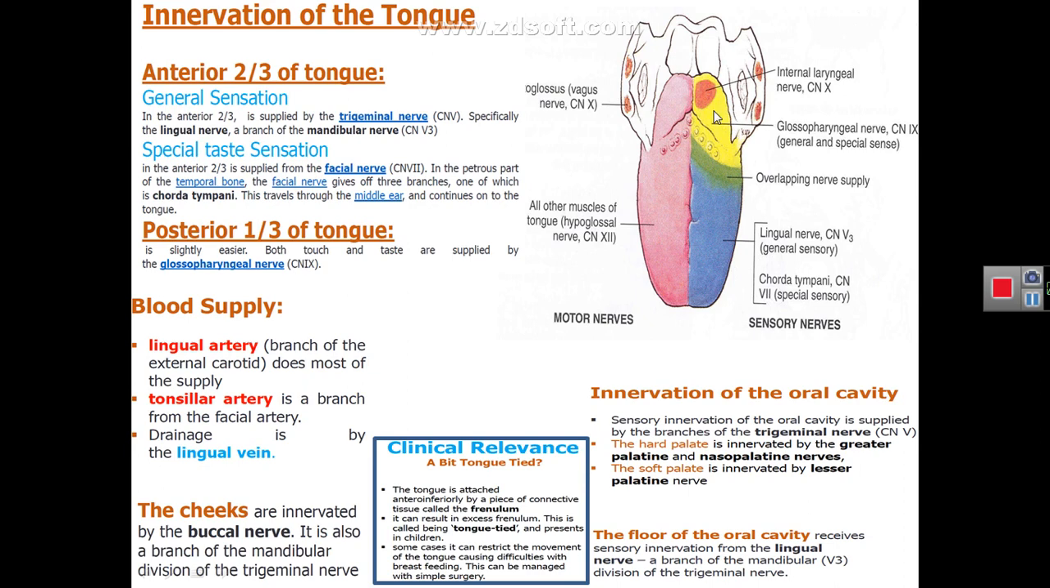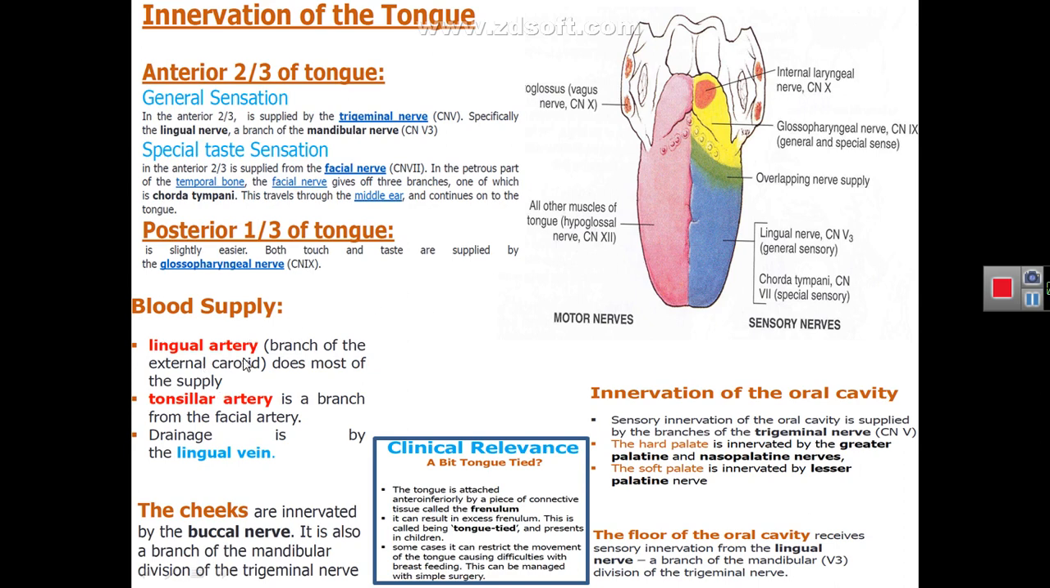The posterior one-third of the tongue receives general sensation and taste sensation from the glossopharyngeal nerve, which is the ninth cranial nerve. The most posterior part of the tongue, behind the root, has general and taste sensation from the internal laryngeal nerve, which is a branch from the vagus nerve.